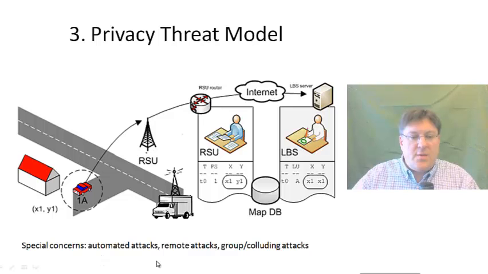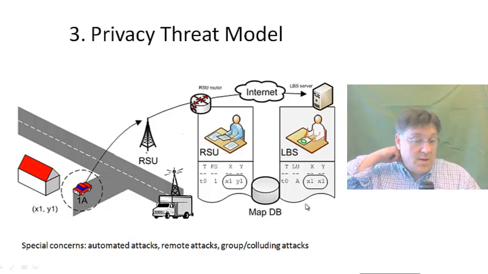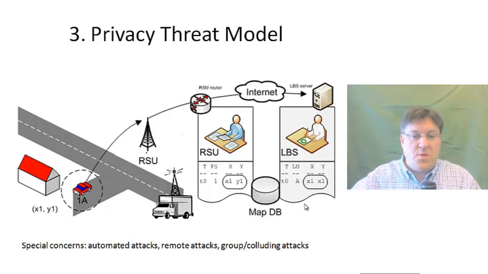We're especially concerned with automated attacks, where a computer can just keep on monitoring for somebody. Remote attacks, such as what you might have with an RSU administrator or LBS, and especially when you can't identify who is doing the eavesdropping. And then last but not least, group and colluding attacks, where one or more of these entities may cooperate to eavesdrop.